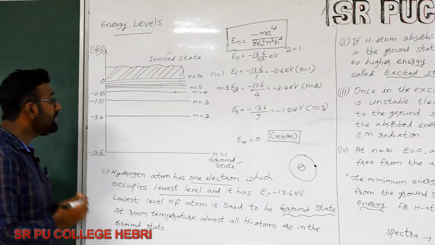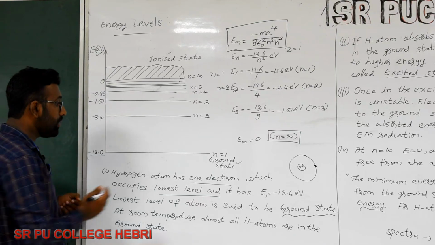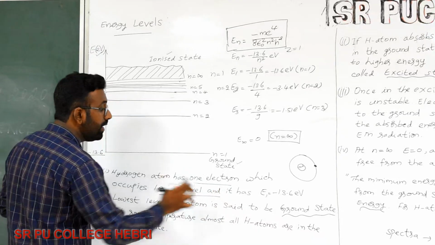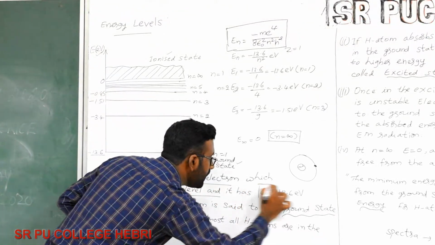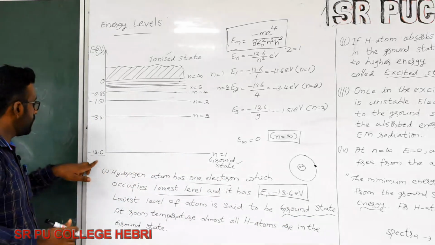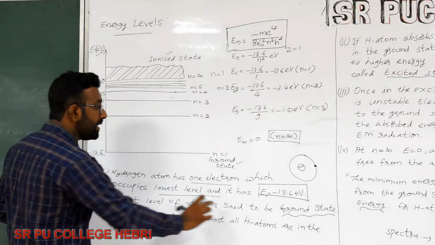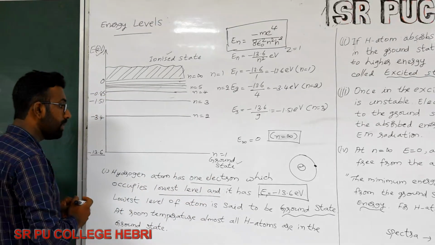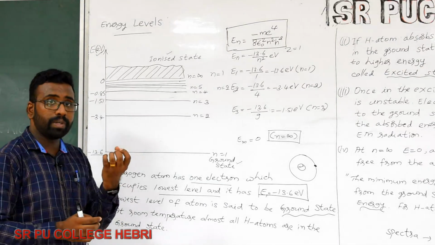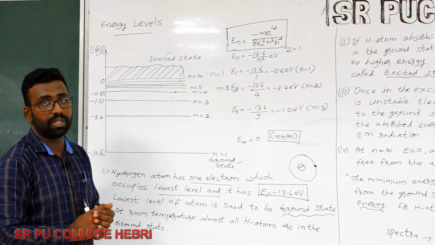Now we will see different points related to this energy diagram. The hydrogen atom has only one electron, which occupies the lowest energy level, and it has the energy value minus 13.6 electron volt, what we have seen here. The lowest energy level of an atom is said to be the ground state. At room temperature, almost all hydrogen atoms are present in the ground state.